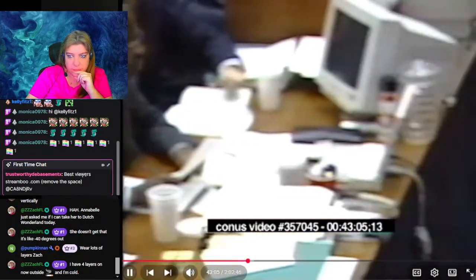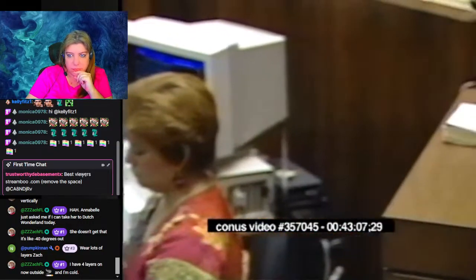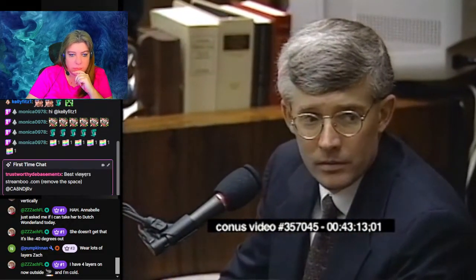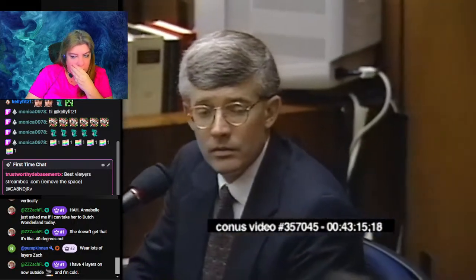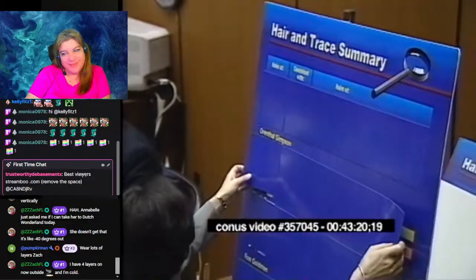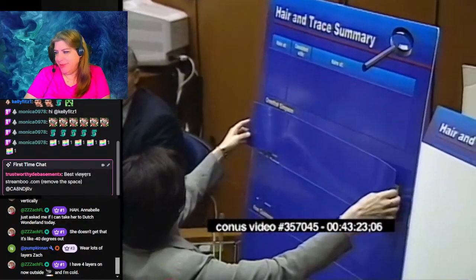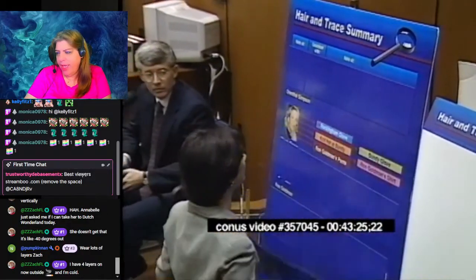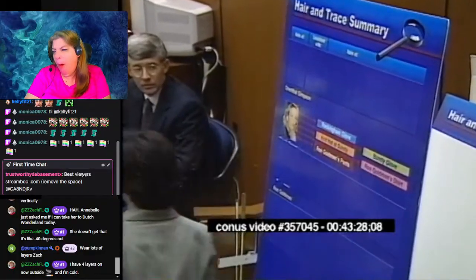That exhibited the same microscopic characteristics as the known hairs submitted to me from Nicole Brown Simpson. And I have a board here, Your Honor, I'd ask you to mark People's next in order, 475. I'm going to remove the strip concerning Nicole Brown to reveal the results just testified to by Mr. Diedrich.